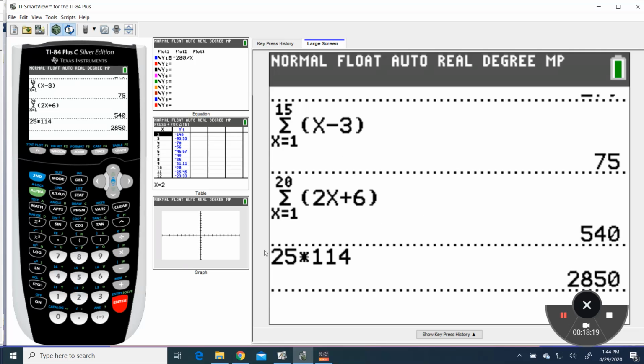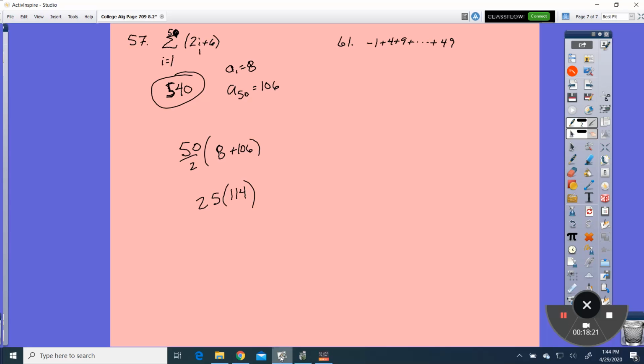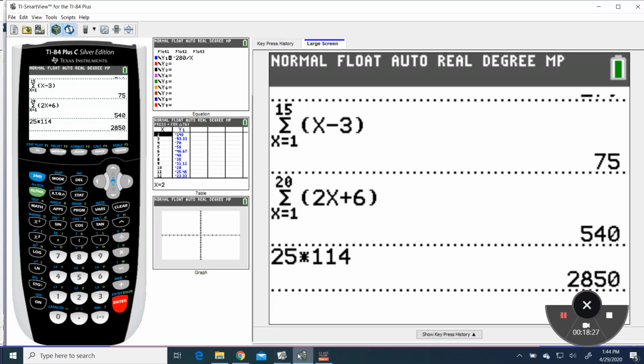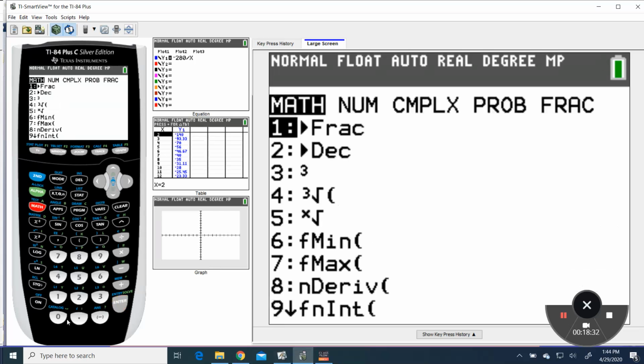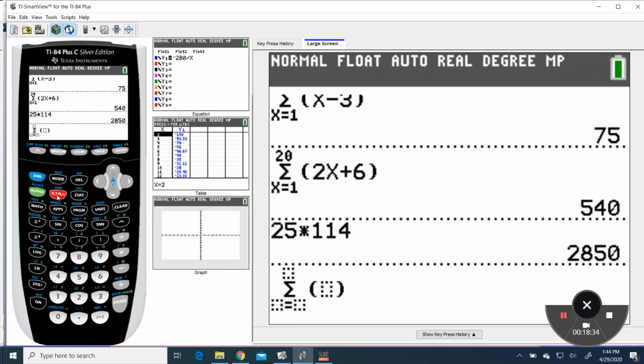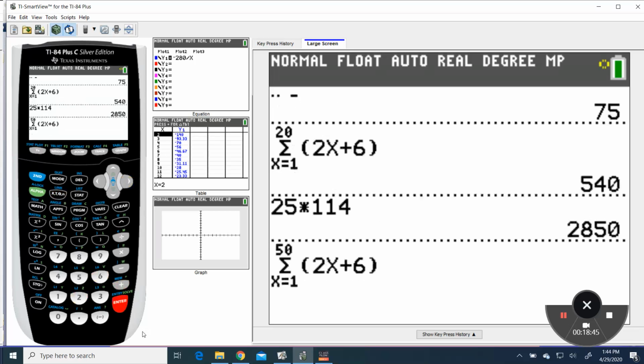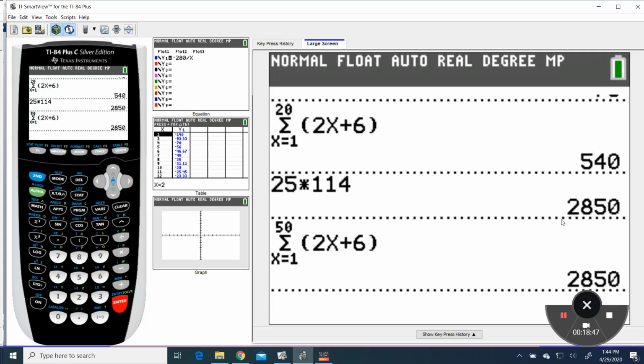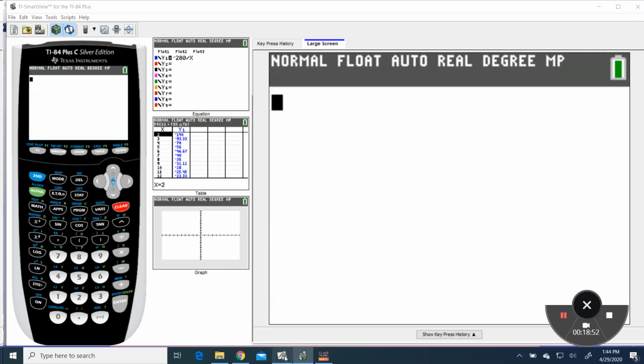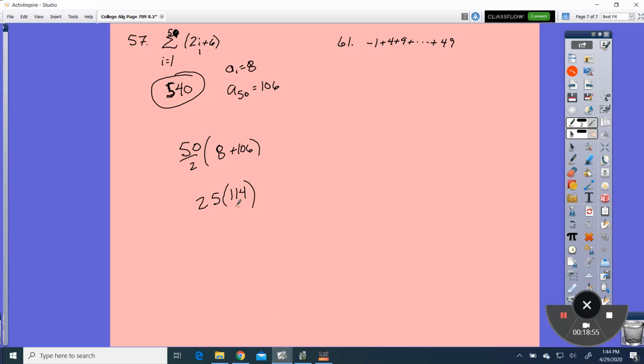Whoa. I messed up somewhere. Oh, I typed in 20 on that one. So math, 0, x, 1, 50, 2x plus 6. There we go. Now we get the same answer. So anyways, as long as you don't mess up, it does it right. It just does what you tell it to do, though. Shouldn't have erased the answer, though.